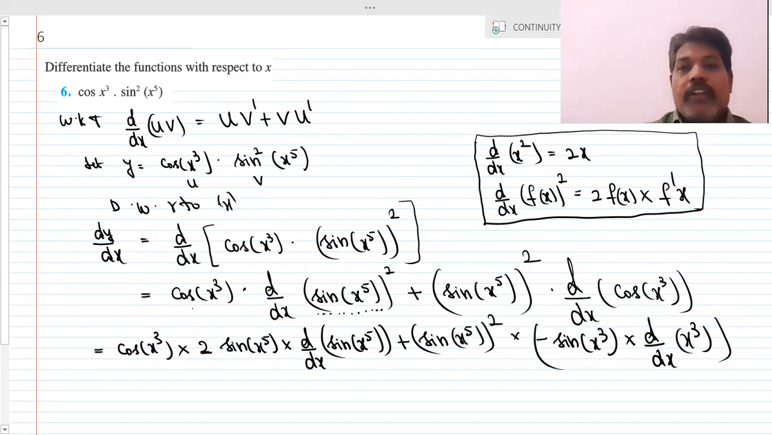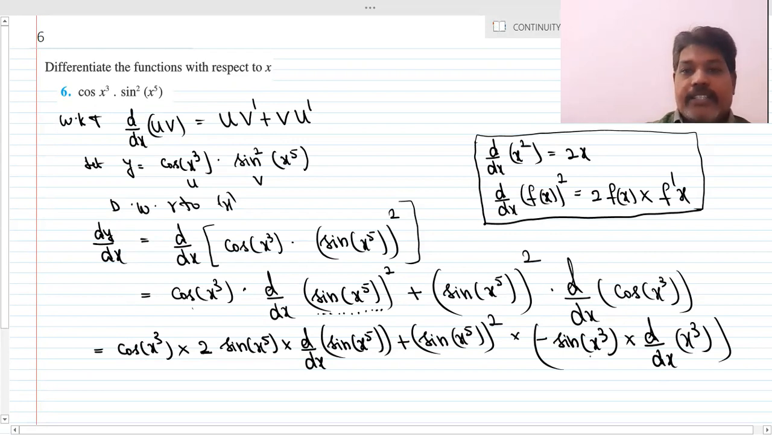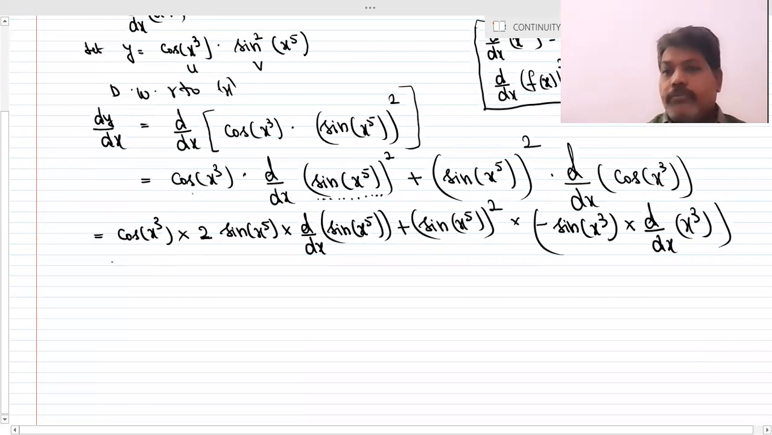So what is the derivative of cos of x cube? Cos derivative is minus sine x, but it is not x, it is x cube. Do you understand that? So you have to differentiate that function once again. So see that question once again. What is the next simplification?